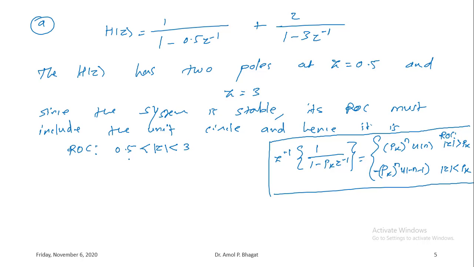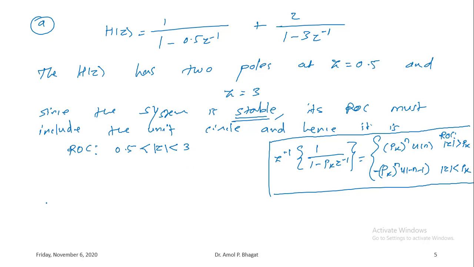So if you observe these ROC conditions here, for the first term, as mod Z is greater than 0.5, the first form will be utilized, and for the second term, as mod Z is less than 3, it is less than the pole value, so this second form will be utilized. As per this condition, you can directly write down h of n. h of n will be non-causal in this case, but the system is stable here. The system is non-causal as well, right?